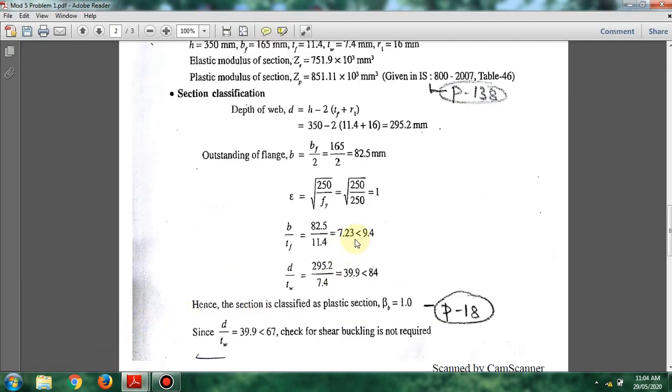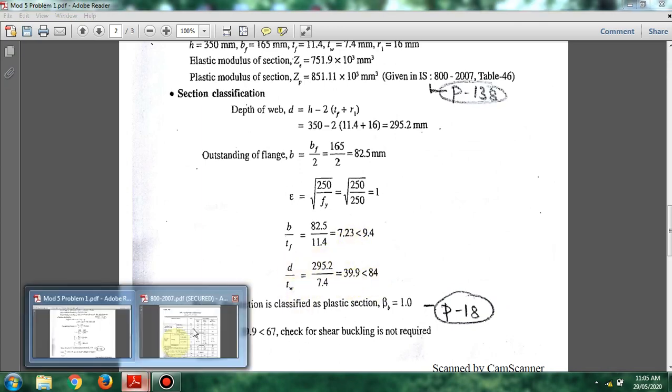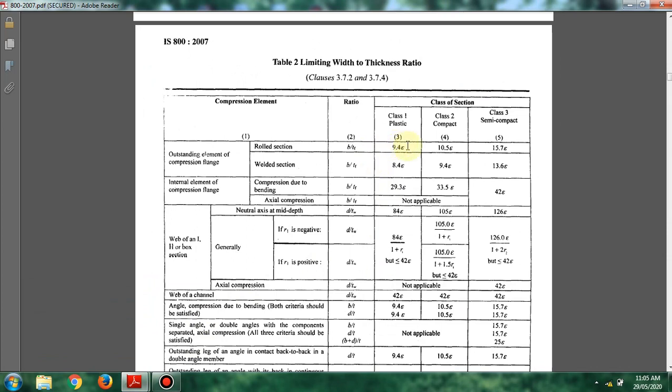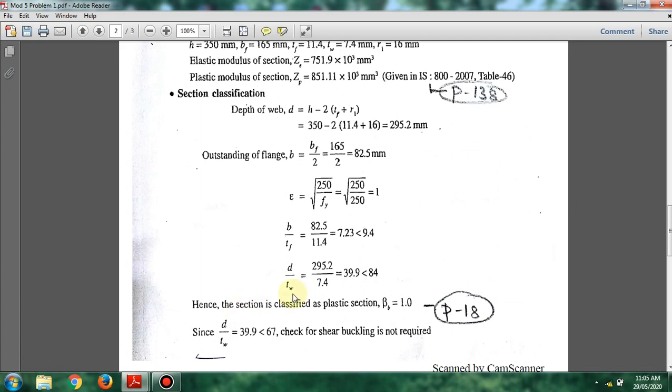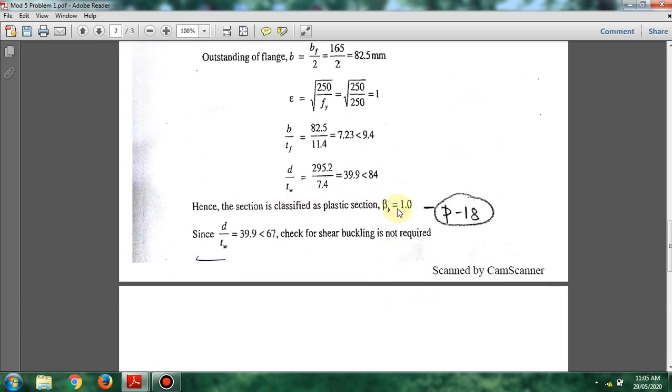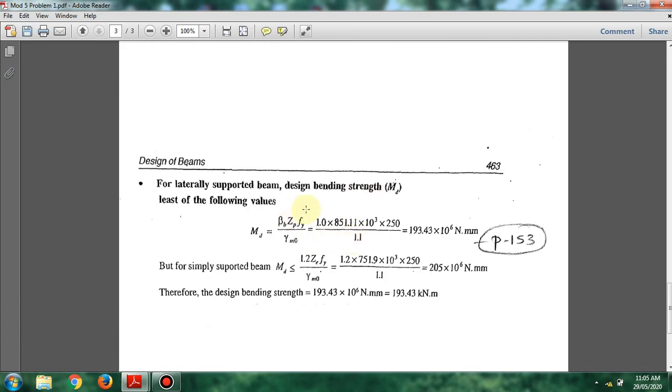Once you have calculated the depth of web and outstand of flange, we have to calculate these two values, the B by TF ratio and D by TW. These two values will decide the section classification. B we know, TF the thickness of flange we know, we got 7.23, and D by TW we got 39.9. So this B by TF ratio and D by TW has to be referred to on page number 18 to classify the section.